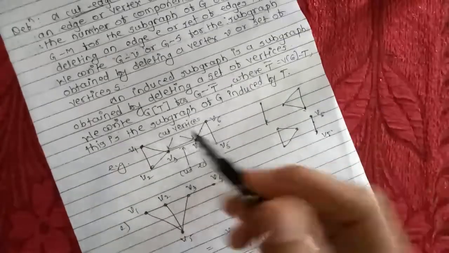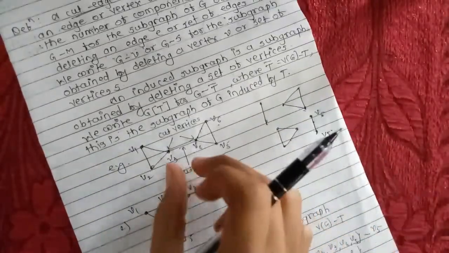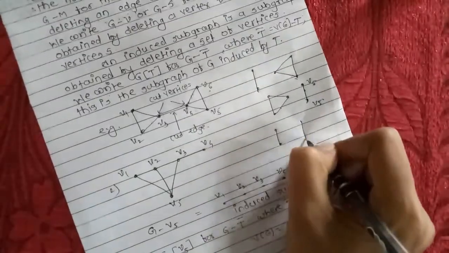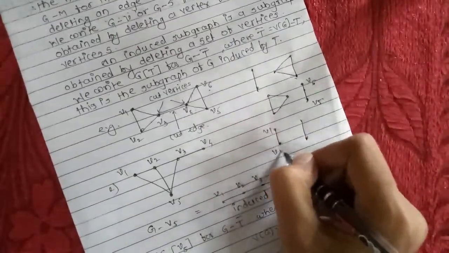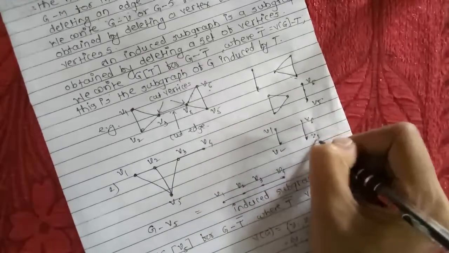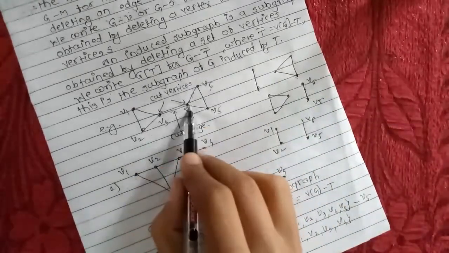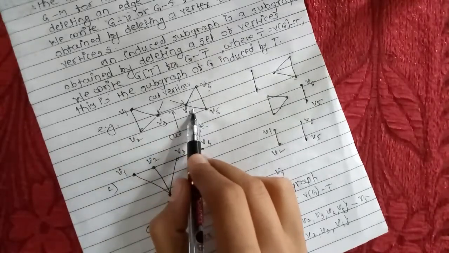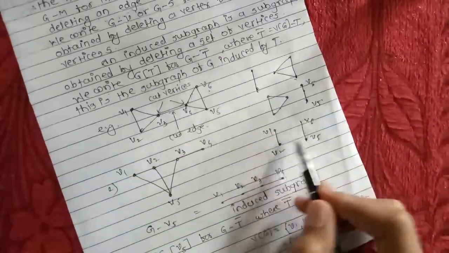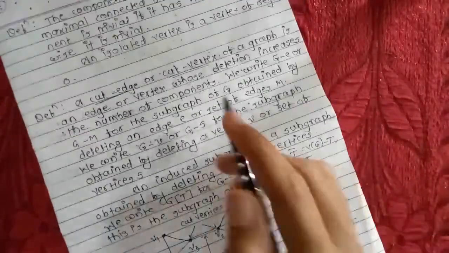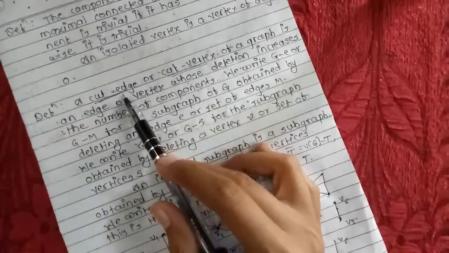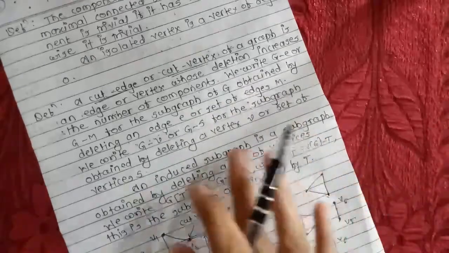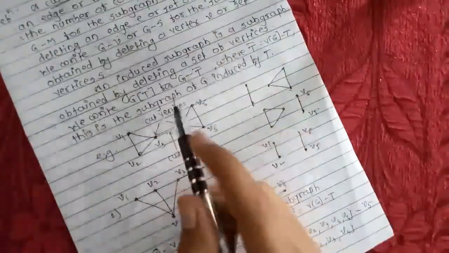If you delete V3 and V4 at the same time, then we get the graph with V1, V2, V6 and V5, because when we delete these two vertices, these 1, 2, 3, 4, 5 edges are also deleted. Therefore, we get these two components. So the cut vertices are those whose deletion increases the number of components.